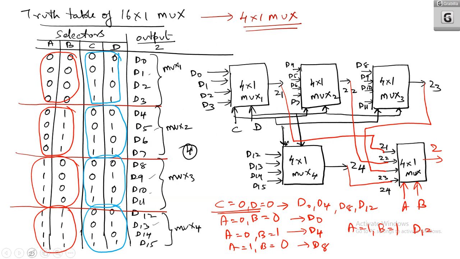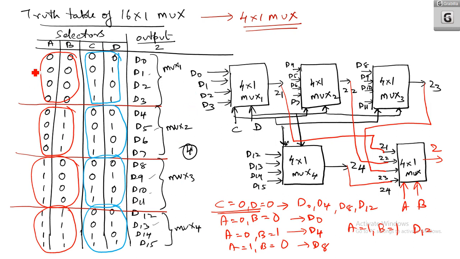Okay. So in this lecture, what we have done is we have realized a 16 by 1 mux using 4 by 1 mux, and how that is done. That is based on the selectors. The selectors are A, B, C, and D. So initially I have pointed out C and D first, and based on C and D I can select D0, D1, D2, and D3. And for the mux 1, the output is Z1. For the mux 2, Z2. Mux 3, Z3. And mux 4, I am taking it as Z4.